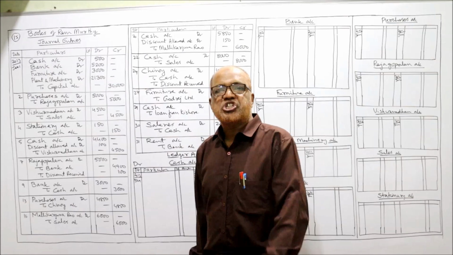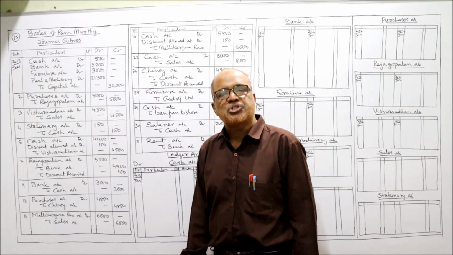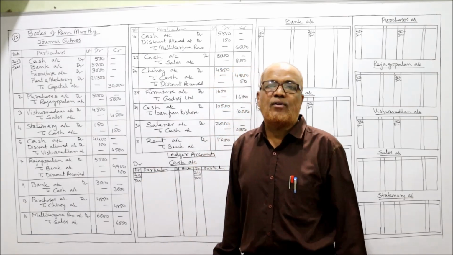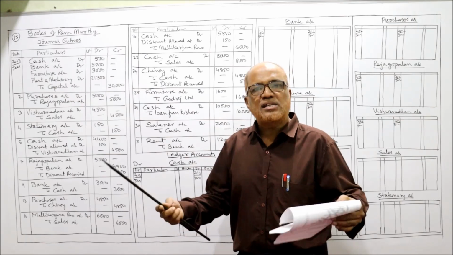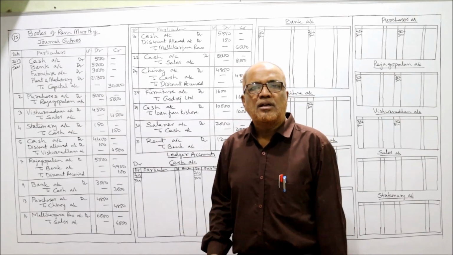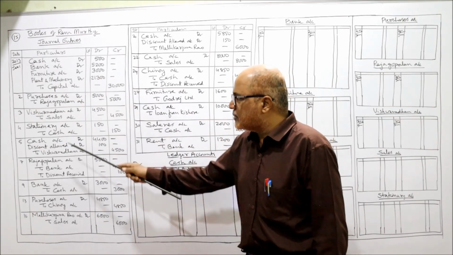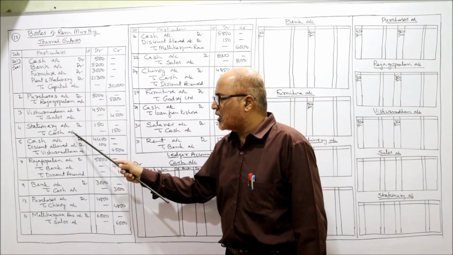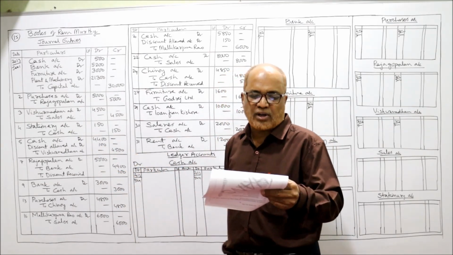Now bought stationery for cash. Bought means purchased. Purchased stationery for cash. So stationery is an expenditure. So debit stationery account, credit cash. Stationery account debit to cash, being the stationery purchased for cash.